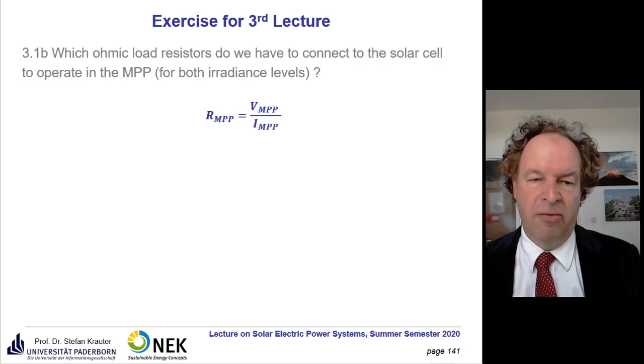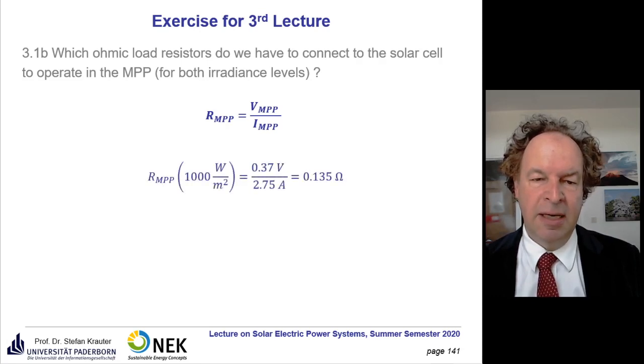So the formula, just Ohm's law, voltage divided by current is the ohmic value, and that is for 1000 watt per square meter. We saw the adequate numbers: voltage at the maximum power point is 0.37 volts, and the current at the maximum power point is 2.75 amps. So then we have a resistor which we have to put there to be adapted of 0.135 ohms.